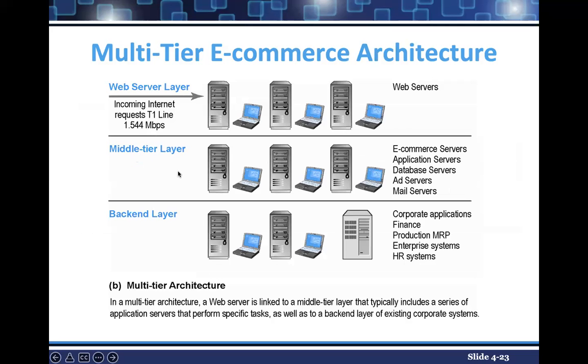While for the multi-tier, you have different layers. For the first part, the top part, we have the incoming requests from the users into the web servers. In the middle tier, we may have an e-commerce server, app server, database server, and mail server. While the back end has corporate applications: finance, production or MRP, material requirement planning, enterprise system, and human resource system. These back ends are separated from the e-commerce server directly.